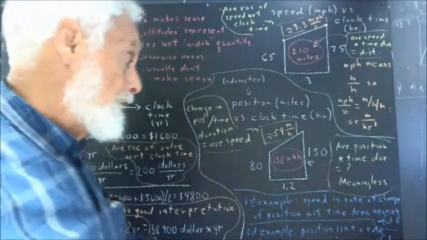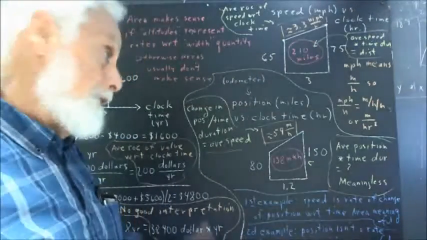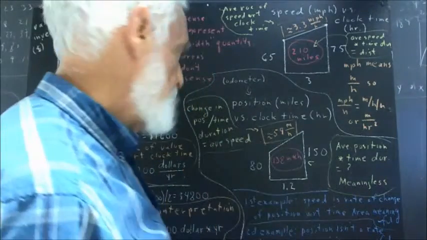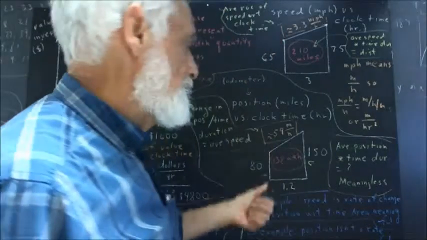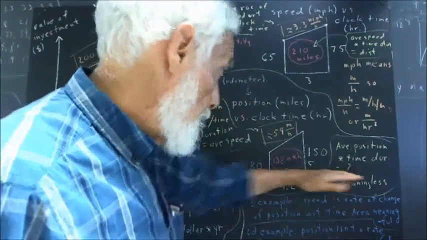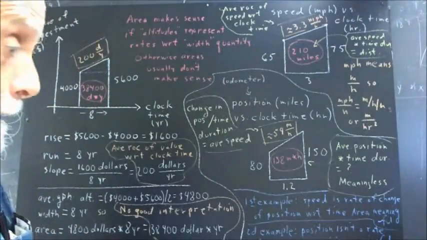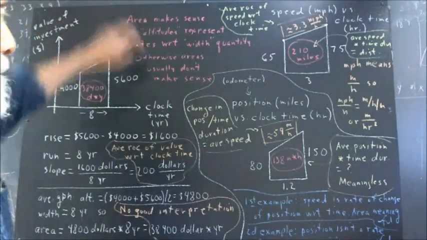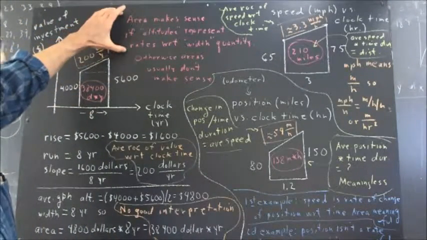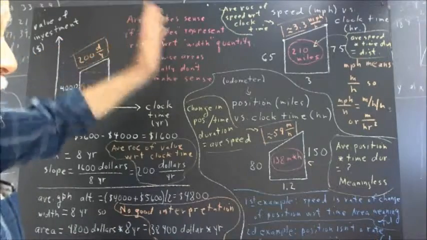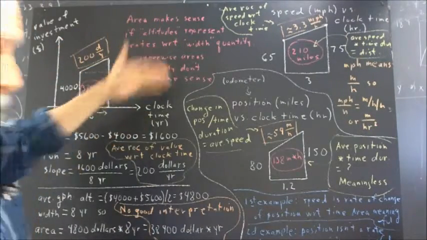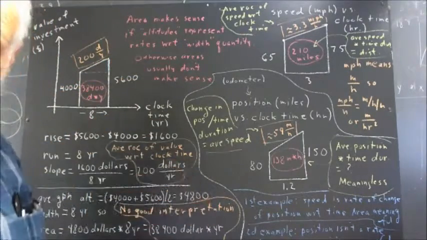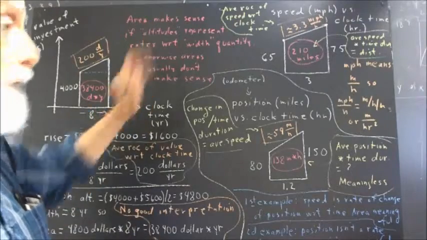In the second example, position isn't a rate of change of anything with respect to anything. Position is not a rate of change. It's a simple quantity. So when we multiply something that isn't a rate of change by the change in clock time or a time duration, we don't get a meaningful quantity, illustrating the statement we make here. In one case, the area makes sense because the graph altitudes were rates with respect to this quantity, and in the second, we had no meaningful interpretation because this quantity wasn't a rate.